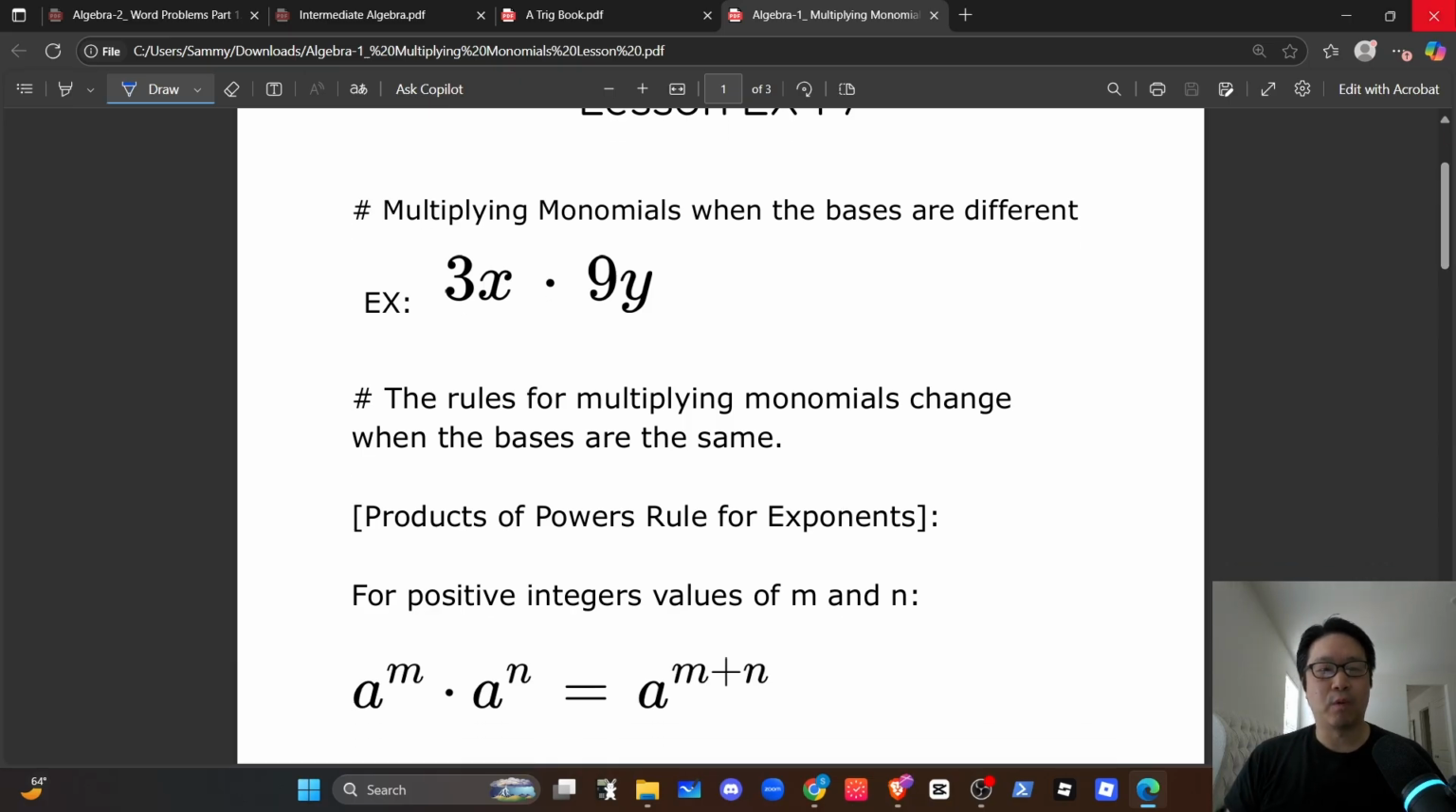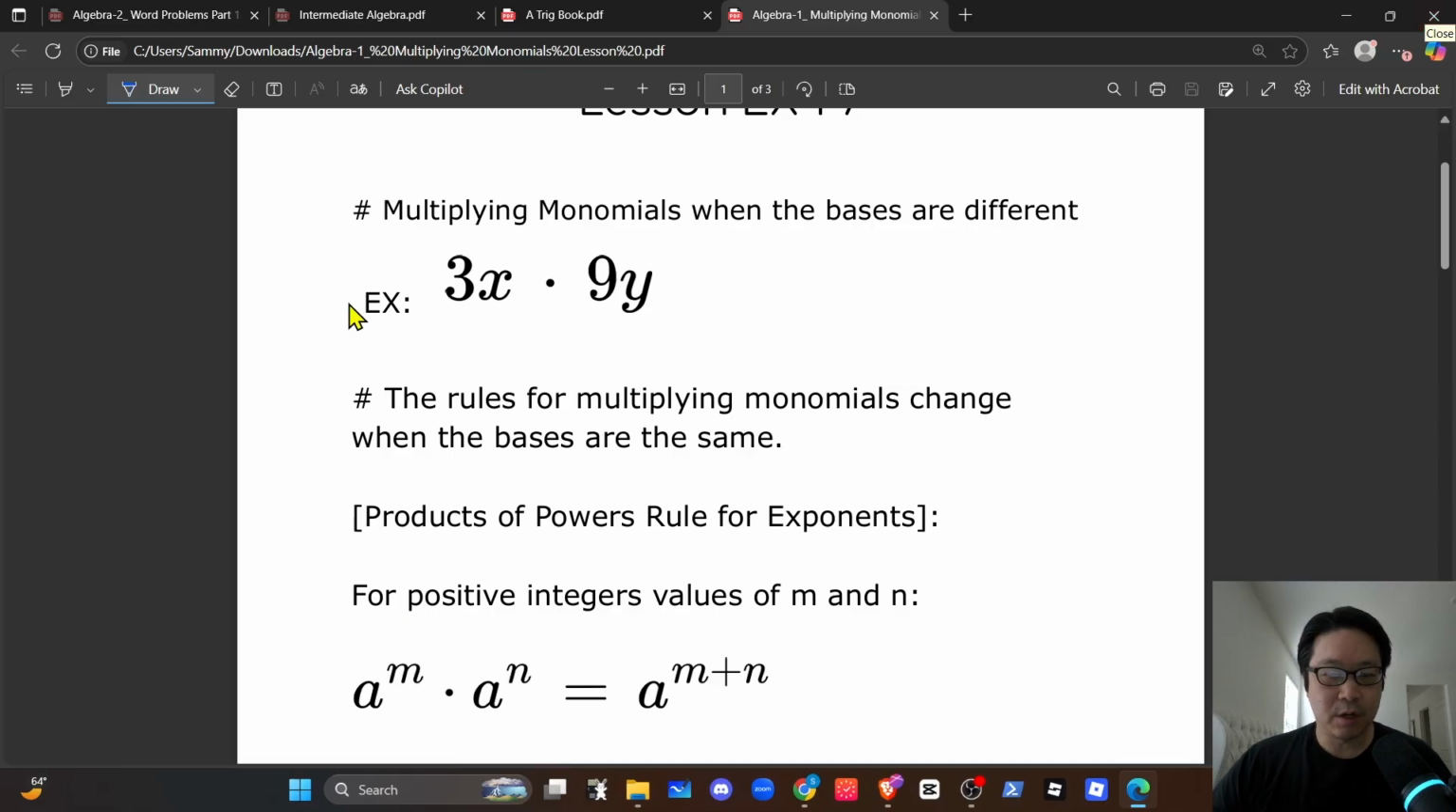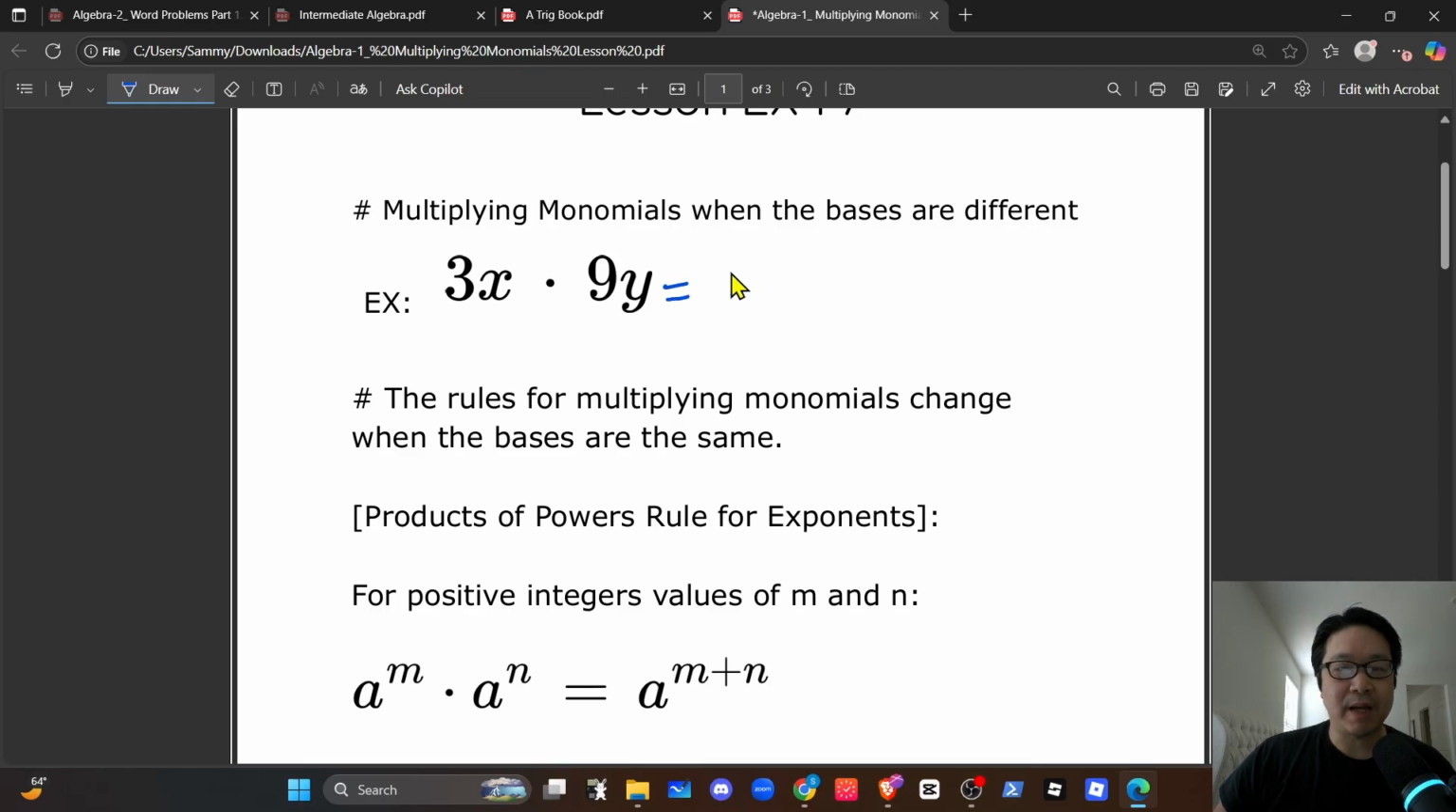So look at an example where we're multiplying monomials when the bases are different. Here we have 3x times 9y, and you know that when given this type of problem, you can multiply the 3 and the 9, right? 3 times 9 is 27. But you can't really do anything with x and y. So when we multiply them, they just get smushed together. So 3x times 9y is just going to give you 27xy.